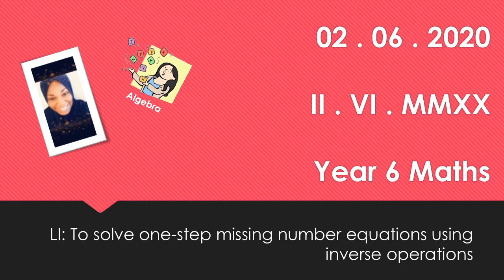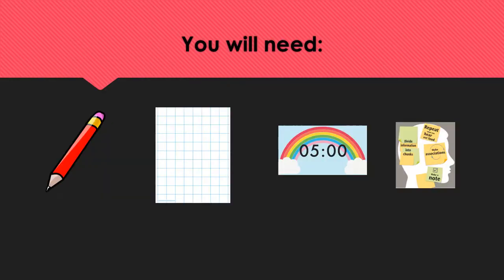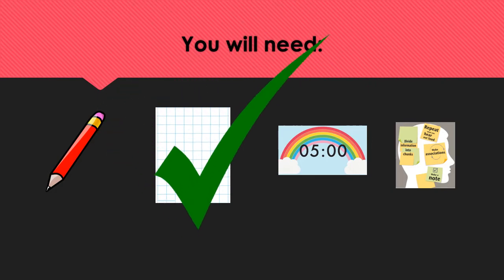Fantastic. So hopefully you've written the correct date in Roman numerals. You can check it on the screen and we'll begin our lesson for today. So as usual, for today's lesson you'll need a pencil, paper, 5-minute timer, and you'll need your thinking hats on. So you'll need your brains working and ready to learn. Check.